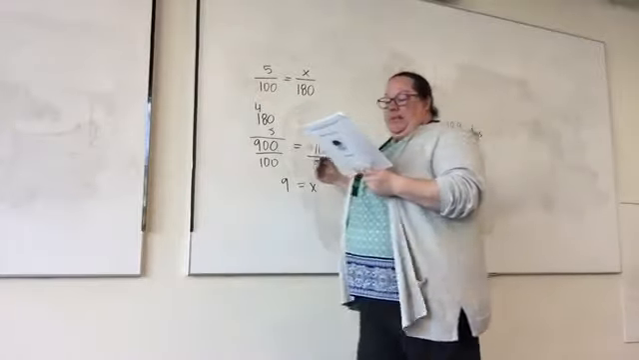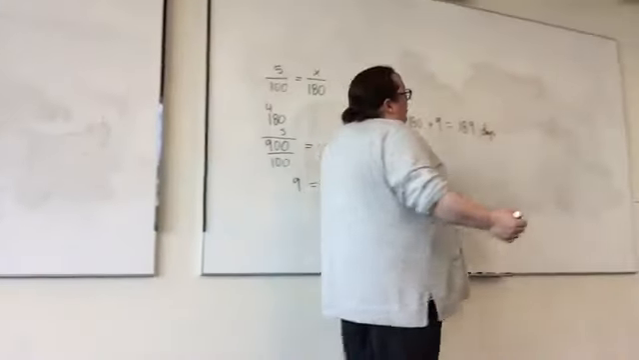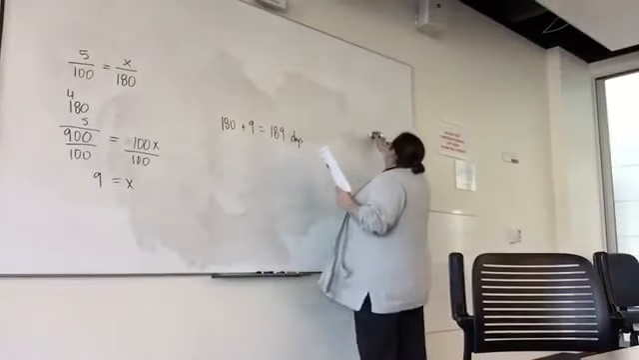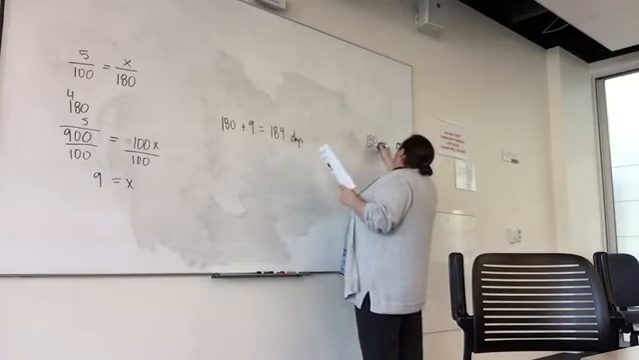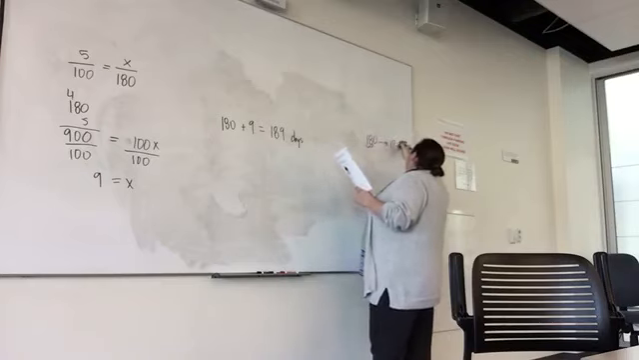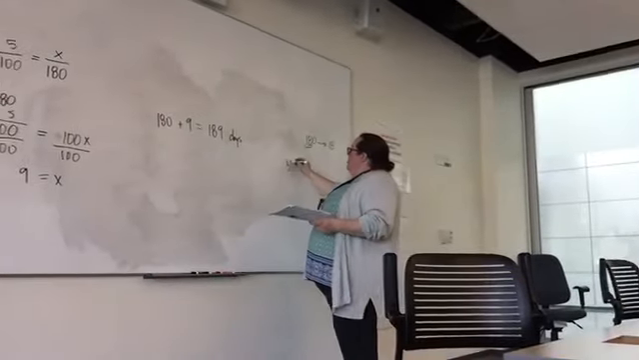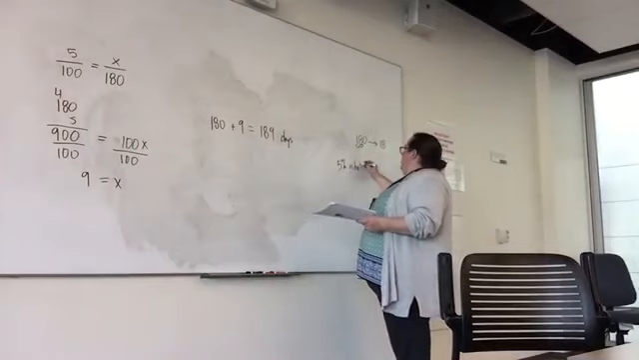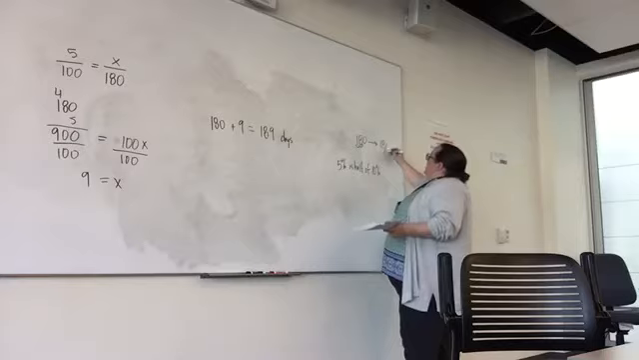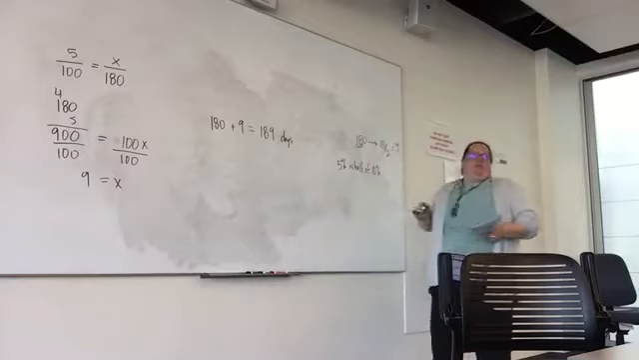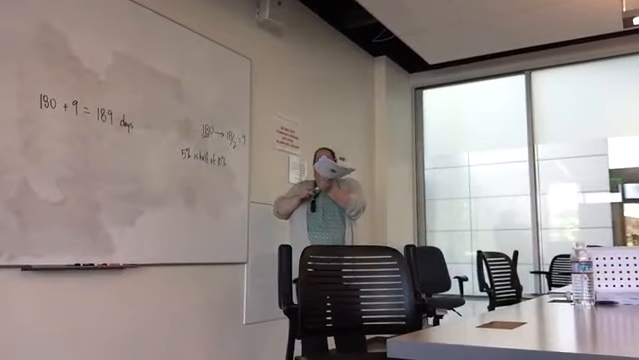Now, you could probably estimate this using a different approach. You could say, well, what's 10% of 180? So 10% of 180 would be 18. 5% is half of 10%. So if I divided 18 by 2, that would also get me to 9. So that's another way that you can do it.